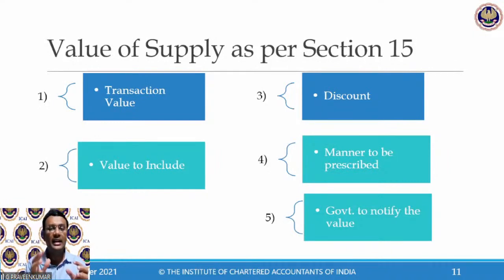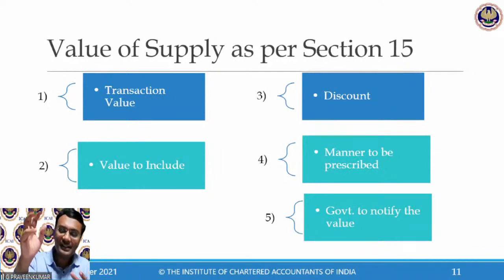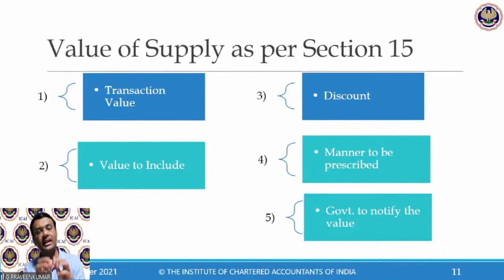Then finally, the ancillary provision: the government has the authority to prescribe and notify what is a transaction value. Why? Because I cannot foresee all the transactions. If some unique transaction comes where the government feels that this should be determined as a transaction value, they have kept the ancillary power to notify certain transactions where a value has to be identified. So this is a broad picture of my section 15.